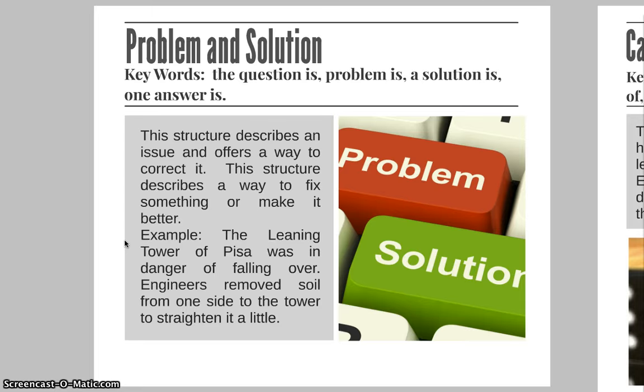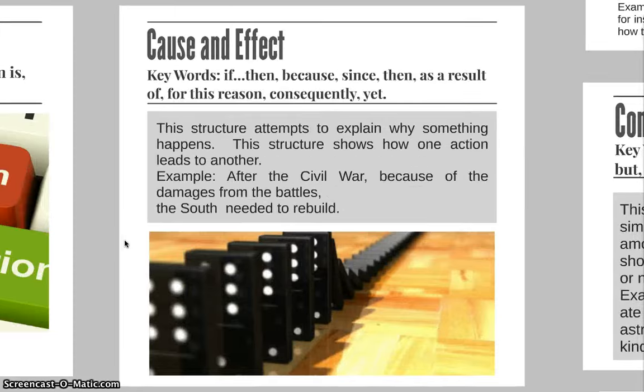Cause and effect is kind of similar to problem and solution, except this is more talking about history. This structure attempts to explain why something happens. It shows how one action leads to another, just like in this picture. One domino knocks down the next. For example, after the Civil War, because of the damages from the battles, the South needed to rebuild. So, the cause was damage. The effect was the South needed to rebuild.